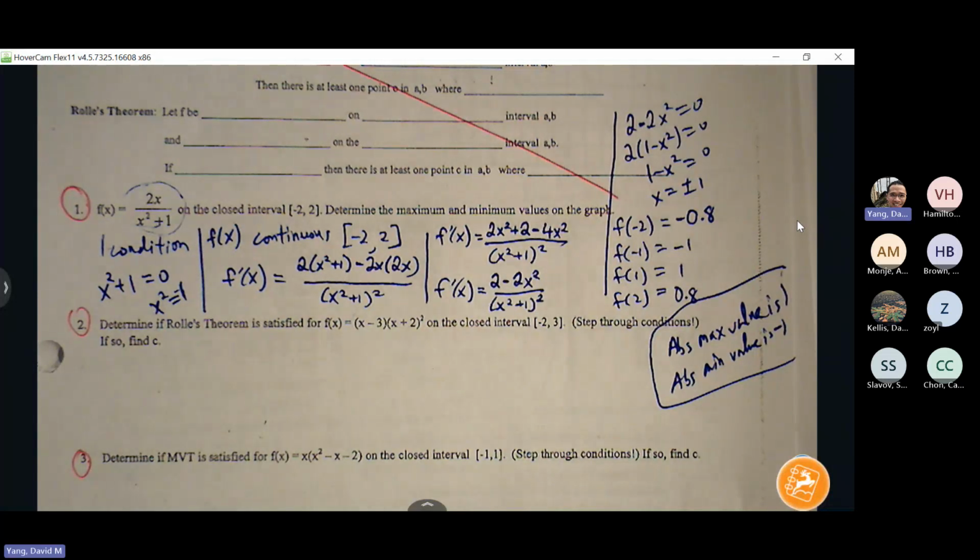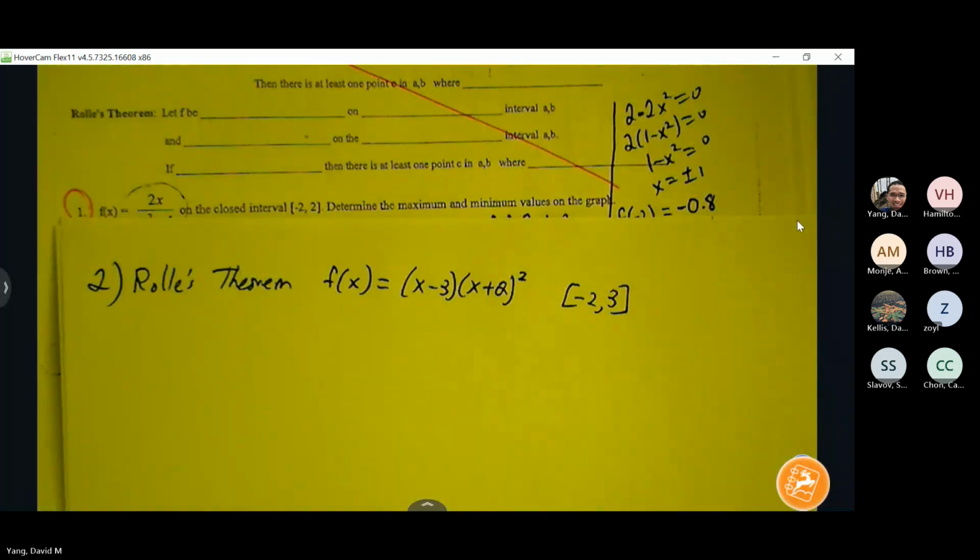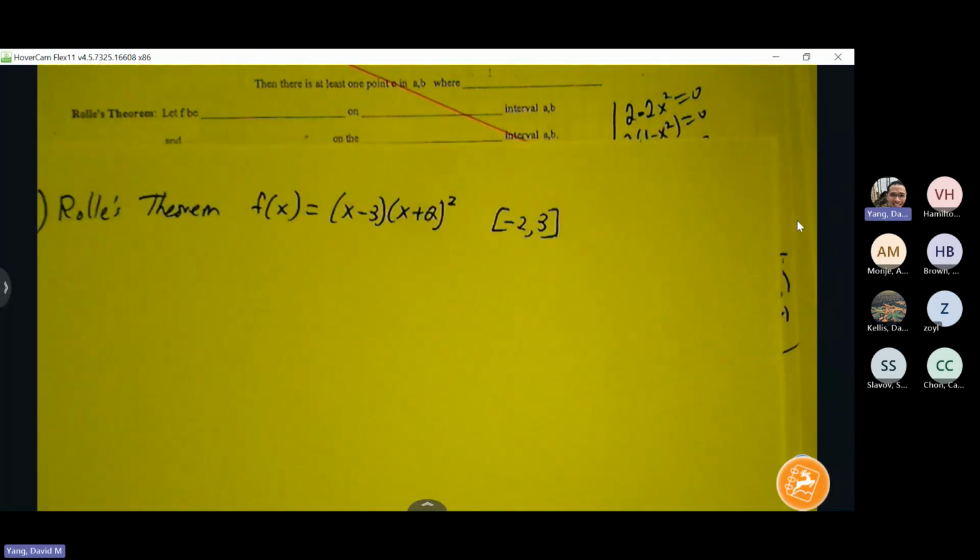Determine if Rolle's theorem can be satisfied by this function. Okay, so with Rolle's theorem, we just want to know can we guarantee a slope 0? So if I want to guarantee a slope 0, there's 3 conditions, right? Continuous, differentiable, and do the endpoints produce the same y value?